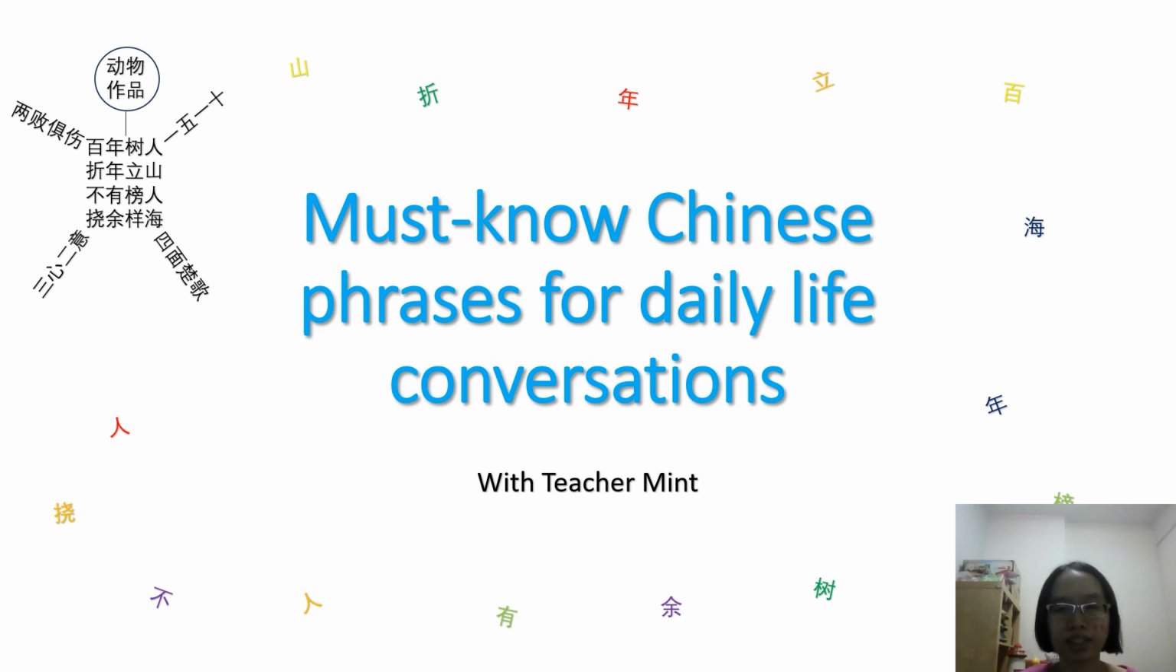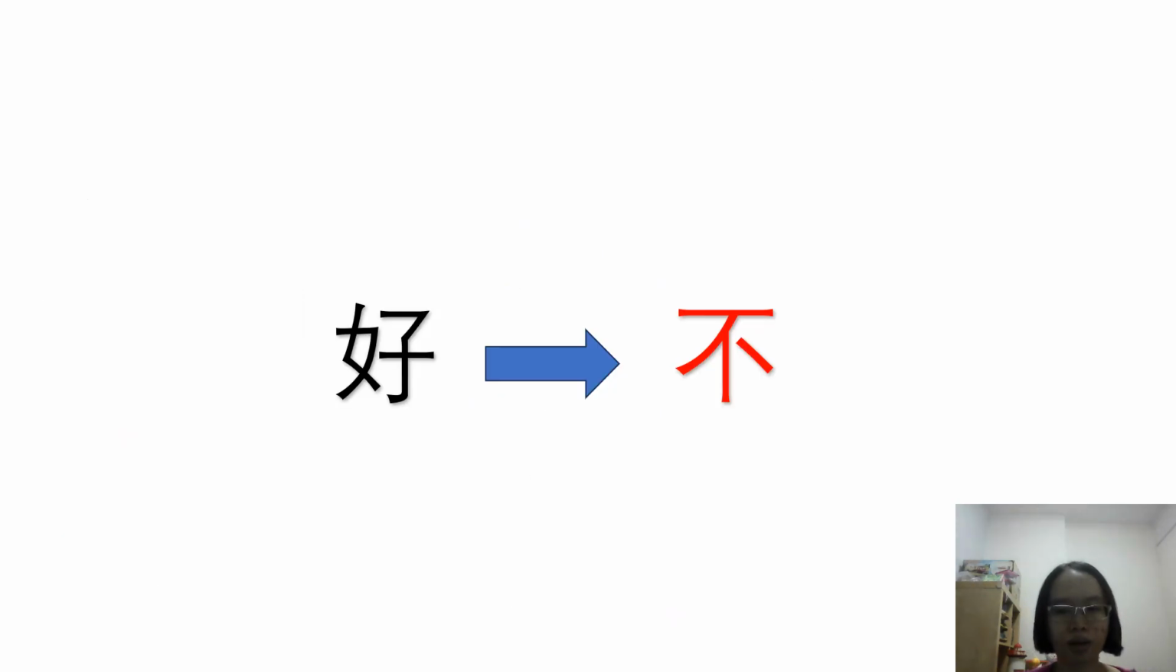Today you will be learning the must-know Chinese phrases for daily life conversations. I'll be using the same 22-word phrases that start with 好 from the previous video. I'll be adding 不 to each of the two-word phrases so that you can use them easily in your daily life conversations when you want to express phrases that are negative.